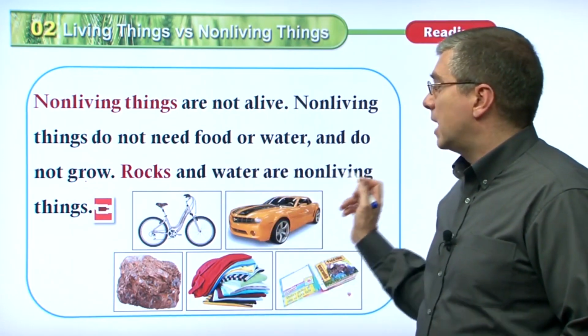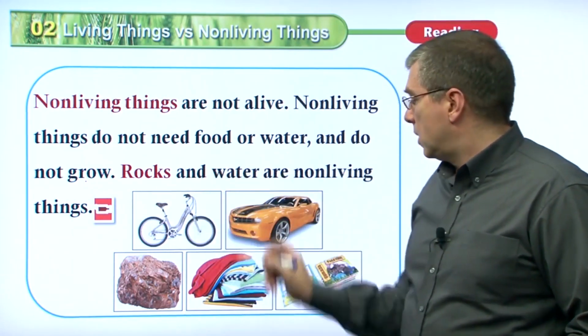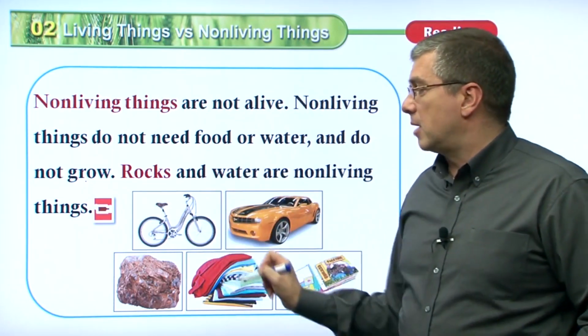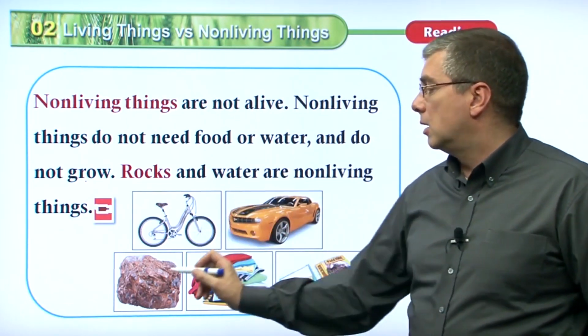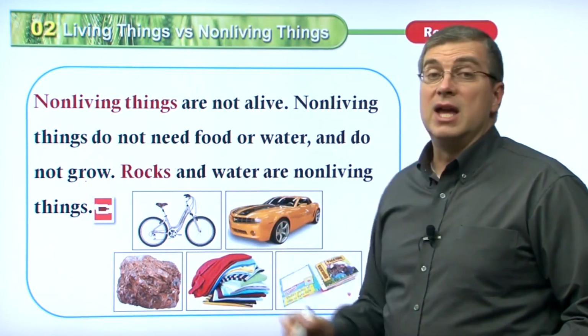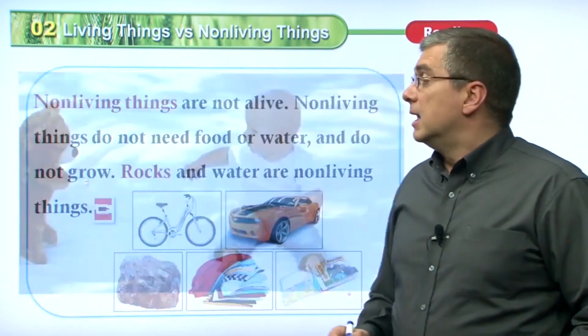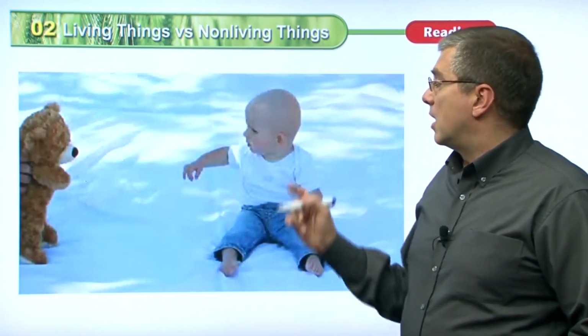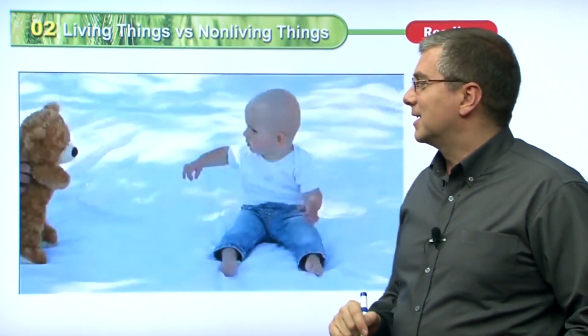Rocks and water are examples of non-living things. We also have many other examples we talked about before. A bicycle, a car, a rock, clothes, and books. All examples of non-living things. Let's take a look at a video of a living thing and a non-living thing. Let's take a look at the video.